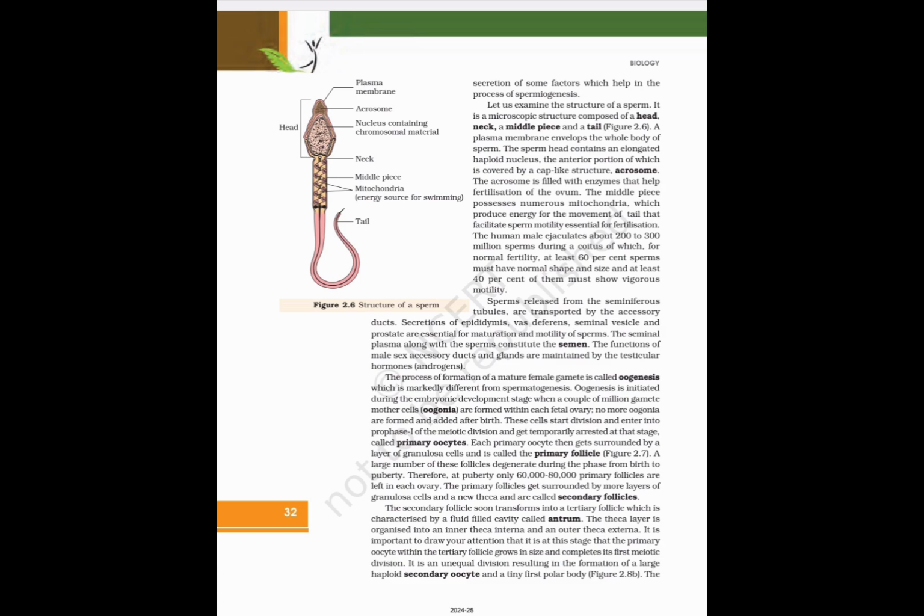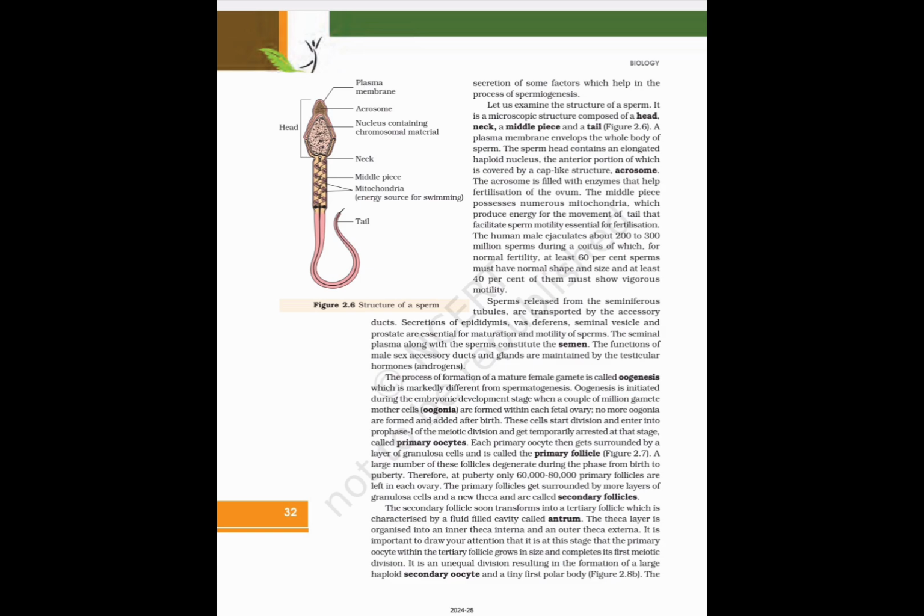follicle. A large number of these follicles degenerate during the phase from birth to puberty. Therefore, at puberty, only 60,000 to 80,000 primary follicles are left in each ovary. The primary follicles get surrounded by more layers of granulosa cells and a new theca and are called secondary follicles.